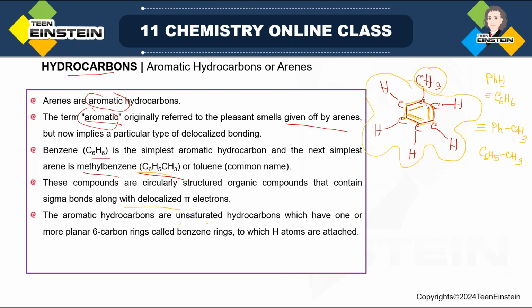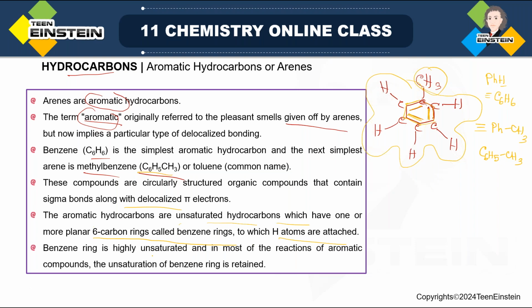The aromatic hydrocarbons are unsaturated hydrocarbons. That is already clear from this picture because we have some CC double bonds, which have one or more planar 6 carbon rings, and these 6 carbon rings, as you can see here, form a benzene ring, to which hydrogen atoms are attached. A total of 6 hydrogen atoms are attached. Now this ring is highly unsaturated because if you look at the carbon hydrogen ratio, it is 1:1. So a very high degree of unsaturation.